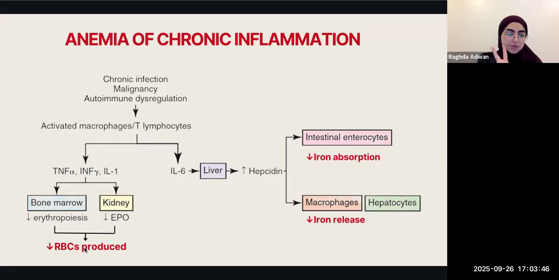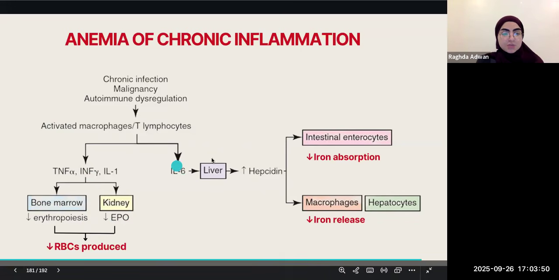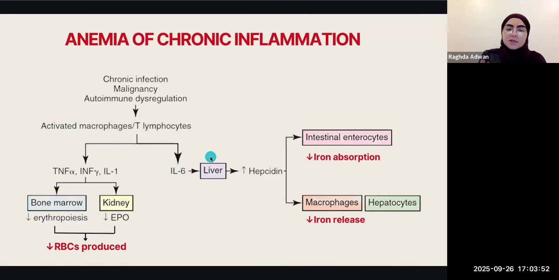This is one way. These are the two ways. Third way is interleukin 6 production, which goes to the liver and tells the liver to make more hepcidin. Hepcidin goes and stops iron absorption, stops iron release, leading to anemia again. So in these three ways, the hepcidin, the erythropoiesis, and erythropoietin inhibition, you end up with anemia of chronic inflammation.